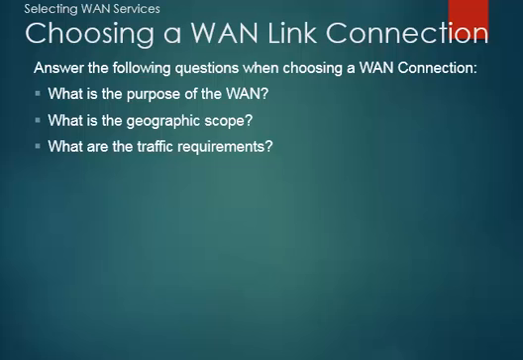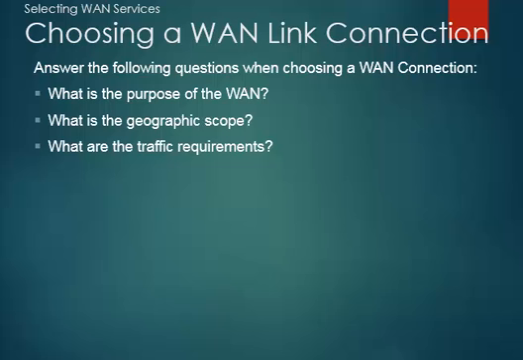Choosing a WAN link connection. There are many important factors to consider when choosing an appropriate WAN connection. For a network administrator to decide which WAN technology best meets the requirements of their specific business, they must answer the following questions. What is the purpose of the WAN? Considerations include: will the enterprise connect local branches in the same city area, connect remote branches, or connect to a single branch? Will the WAN be used to connect internal employees or external business partners and customers, or all three?